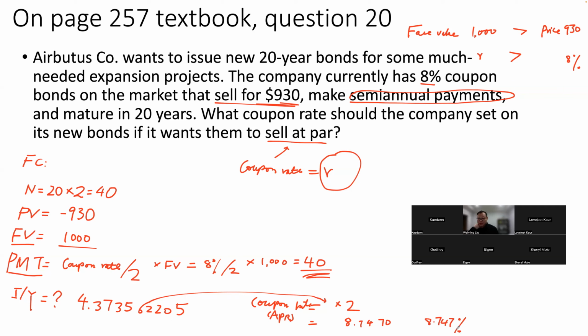Okay, so you know the market interest rate. So the idea is when you issue new bonds, if you want to sell them at par, your new coupon rate has to equal the current market interest rate, which is the 8.747%. Okay, so that's the solution. So if this makes sense, give me a thumbs up. 1, 2, 3. Okay, awesome. You guys are awesome.